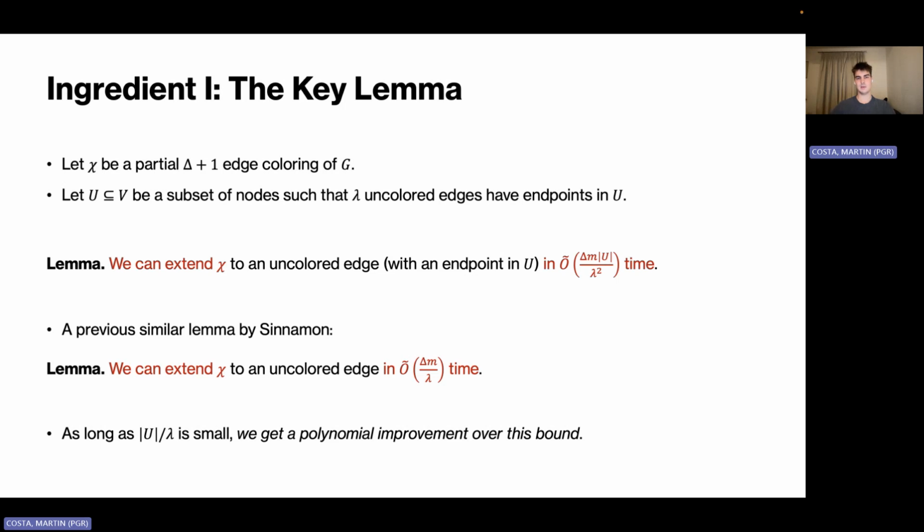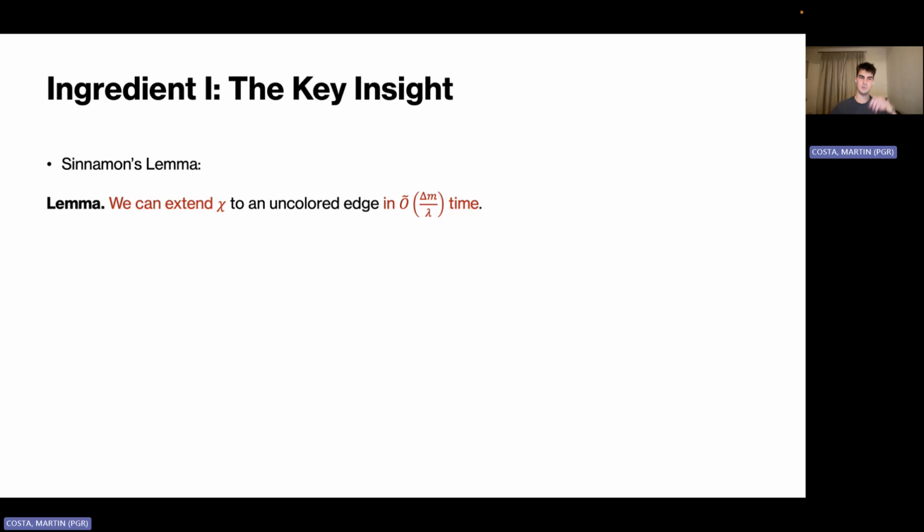So the idea here is that our key lemma is a generalization of this previous lemma in some sense. As long as this value, the size of U over λ, is sufficiently small, we can actually get a polynomial improvement in the running time of this lemma over the previous one. And this is how we get the polynomial improvement in our algorithm. To begin with, I'm going to explain a little bit of the intuition behind the previous lemma and why it's true, and then explain how this extends to our key lemma.